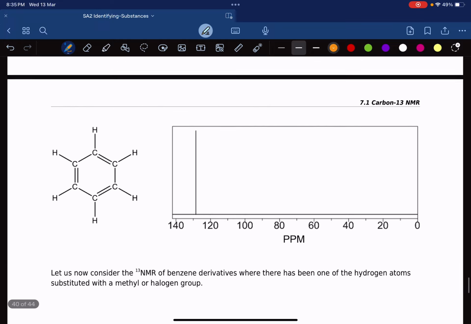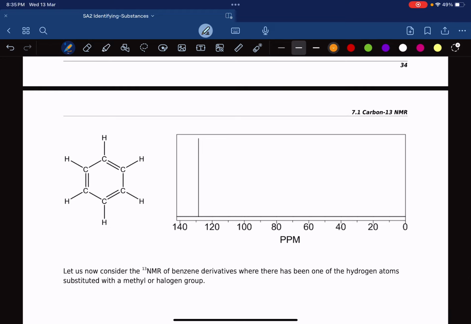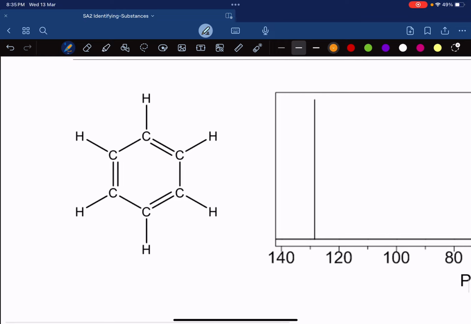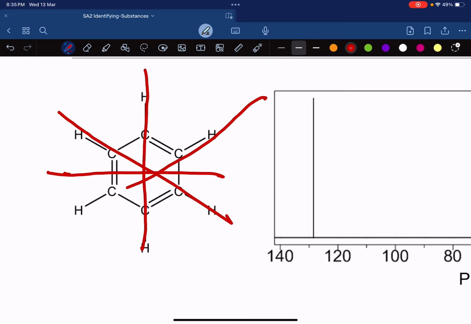Okay, let's look at benzene. Why does benzene only have one signal? And the signal is here around 120 to 140. Why only one? For benzene, you can cut it like this, and you can cut it like this, and then you can also cut benzene in this way. You can also cut benzene in this way.